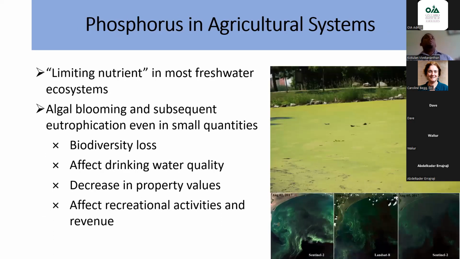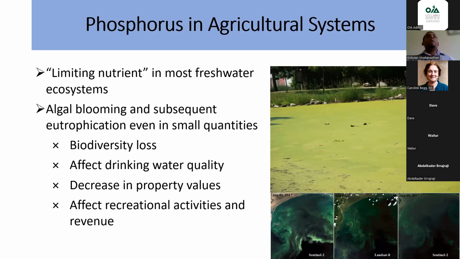So I think you all may know that phosphorus is one of the nutrients that could trigger algae blooming in water bodies. Especially in freshwater ecosystems, phosphorus acts as the limiting nutrient for algae blooming. That means it could trigger algae blooming and subsequent eutrophication even in small quantities. So these situations lead to the loss of biodiversity, especially the local fish population. The phytotoxins secreted from the algae also decrease the drinking water quality.